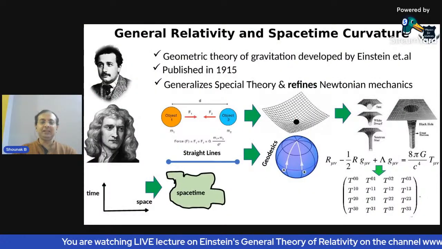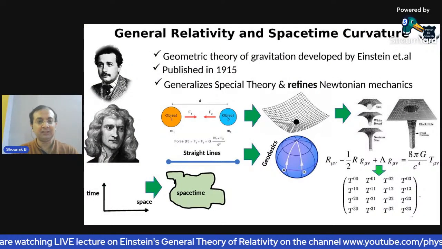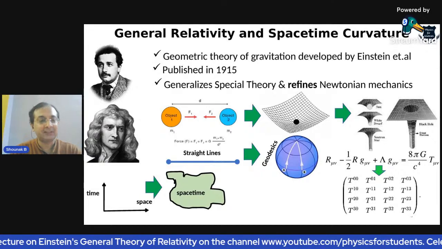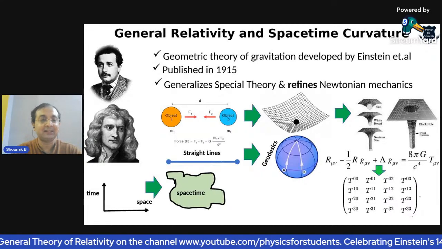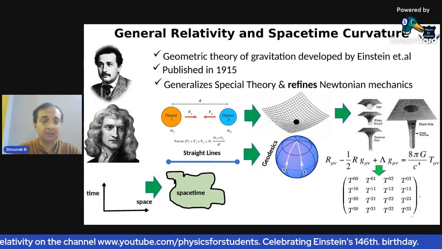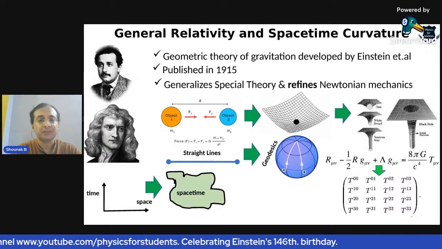Now, what we see in terms of general theory of relativity is that it is a theory of gravity, which was published by Einstein and others, because there were collaborators who were responsible for this. And it was published in 1915.